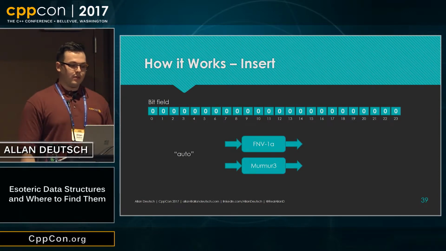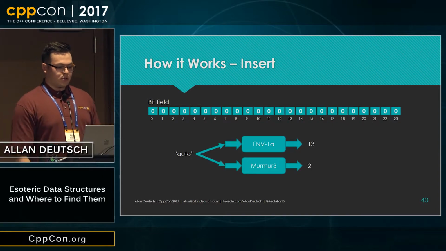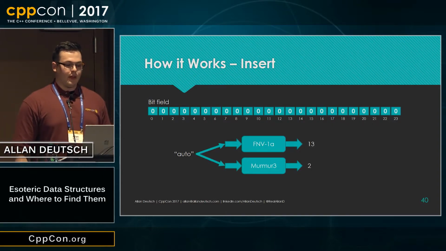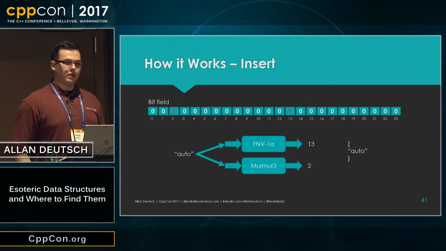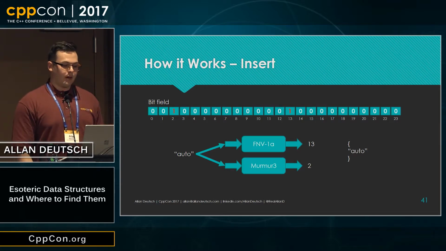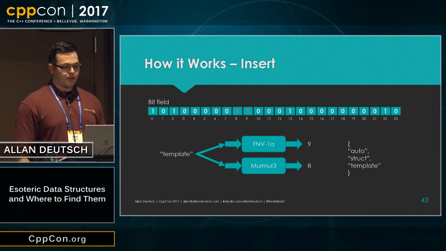So to insert something, say auto, it goes through those hash functions and you get some sort of value out. And then you find the bits that correspond to those values, so at those indexes, and you go ahead and set them to 1. And so I have this little set on the right side here. It's not a real set, but we're just going to keep it there to keep track of the elements we've added for later. So let's add a couple more elements. We can put in a struct as a string, template, class, and constexpr.